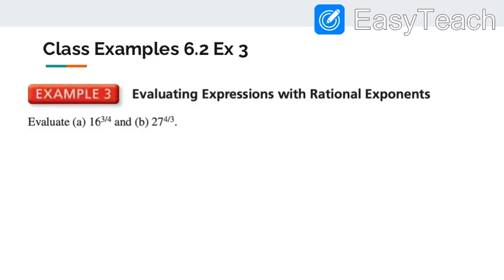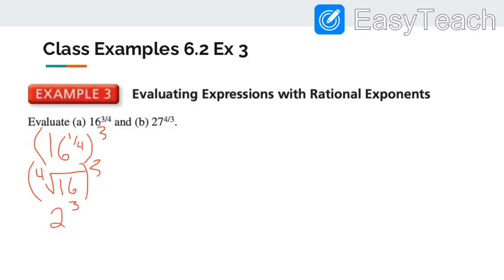So looking at example 3, there's a couple different ways to solve A. One way to solve A is shown in your book. You can do the following: 16 to the 1/4 power raised to the third power. This works out because then you can take the fourth root of 16, get that, and then cube it. So we get the fourth root of 16 as 2, and we raise it to the third power.